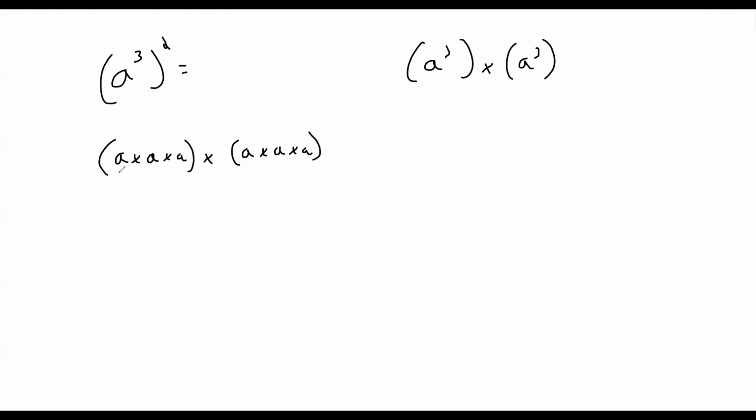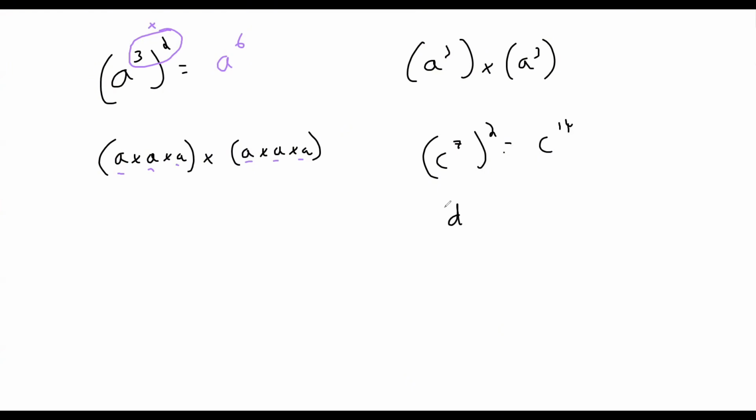So you can count the amount of a's that are being multiplied by itself, and you can see it's 6. So what would be the rule here? The rule would be we're timesing those two together. So let's do a couple of questions. Let's say I've got c to the power of 7 all to the power of 2. Well, that's c to the power of 14.